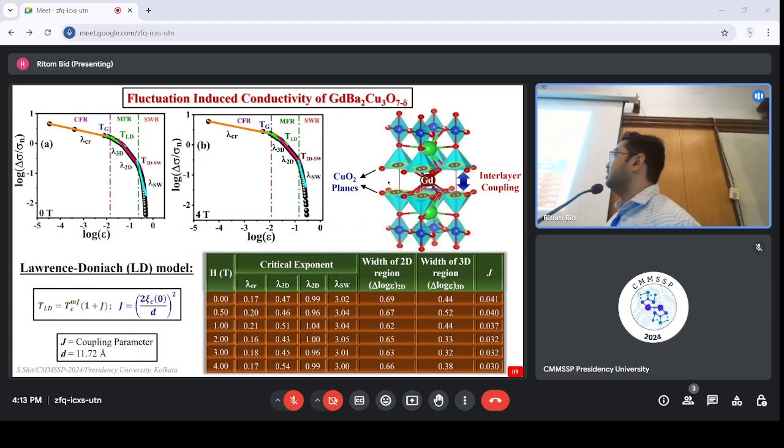And if we see that in the mean field region, the width of the 2D region is greater than the 3D region, which suggests that the Cooper pairs are very much confined in the copper oxide plane. Also, one can identify the interlayer coupling strength of these active layers from these equations. From this model, we have identified the J value for different magnetic fields, and as the J value is very much less than unity, one can say that the interlayer coupling between these 2 active layers is very weak.